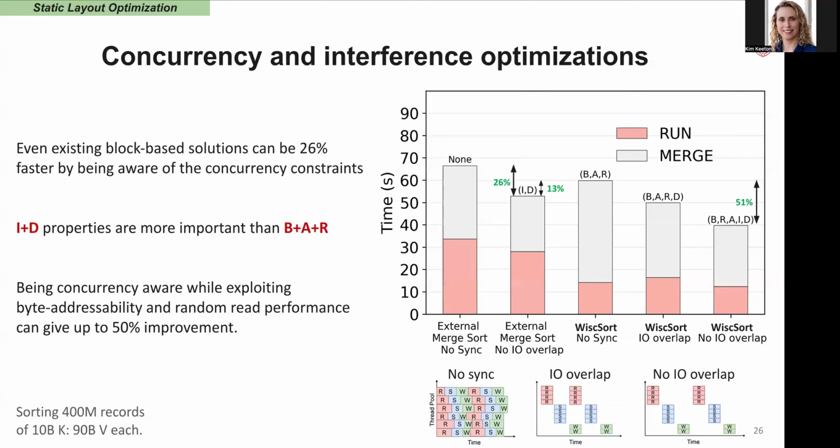Not a sudden thing here, right? The benefits are not that much in the run phase. It's pretty much the same time. Almost all the wins are coming in this merge phase. You actually use different IO schedules for different phases of the sort.